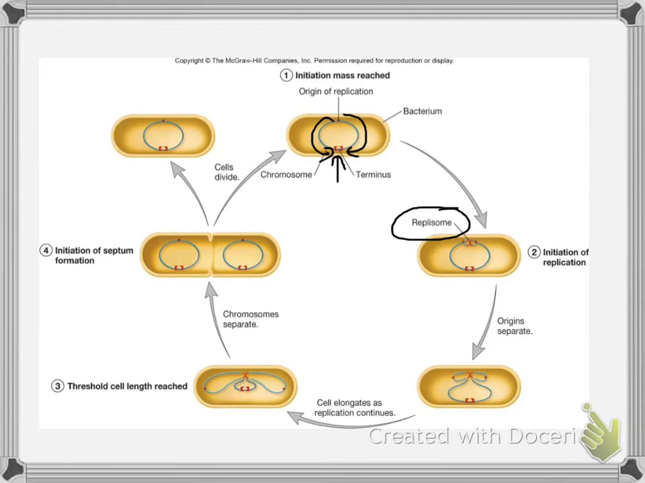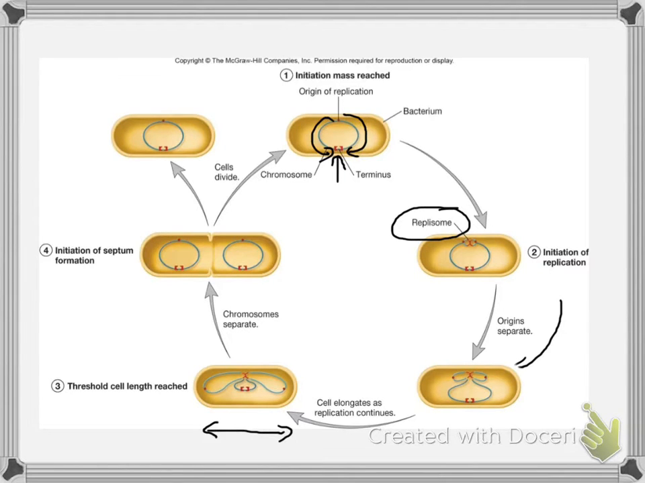The origins of replication will end up separating here. We can already see here is one, and here is our other. So our two origins of replication are going to separate as the replication continues, while our cell is still elongating and growing. So there's an awful lot going on here. This thing is growing like so.